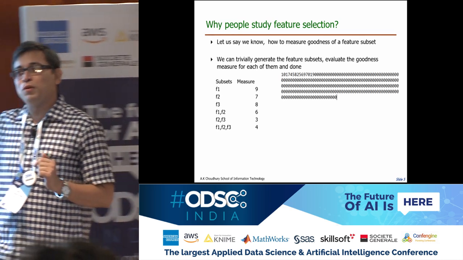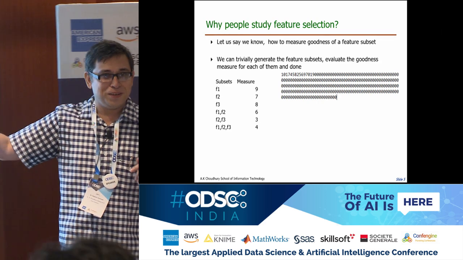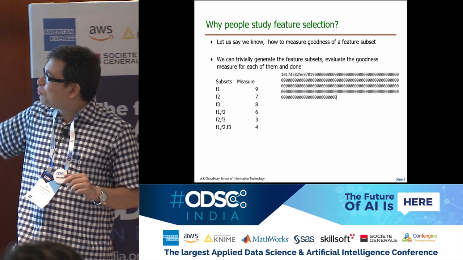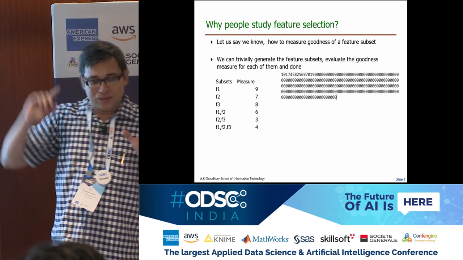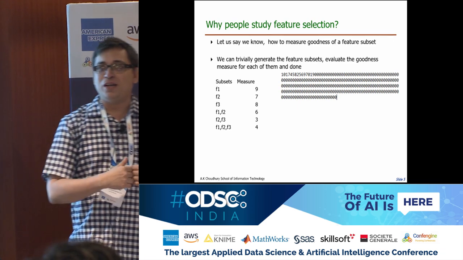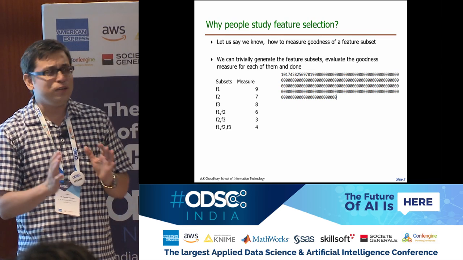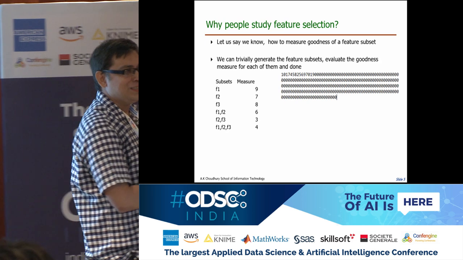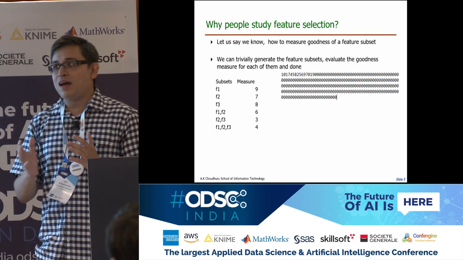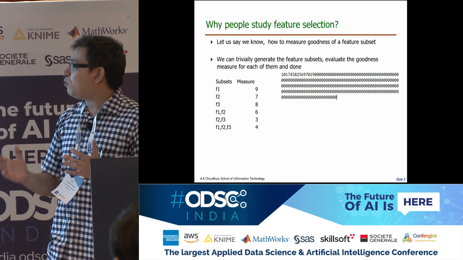So this is 2 to the power 784. So this many subsets, if I even have a measure and I can go through them one by one. So this is the number of subsets. Now let us say I have a computer and I can evaluate 10 to the power 8 feature subsets in a second.